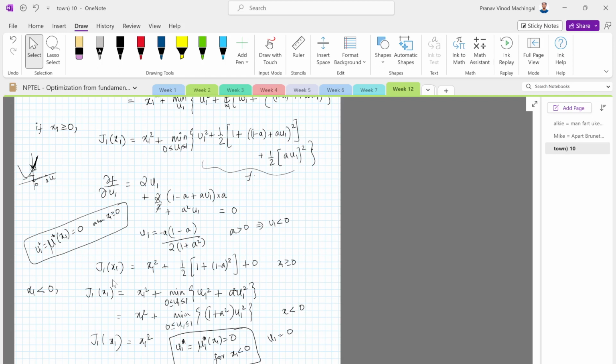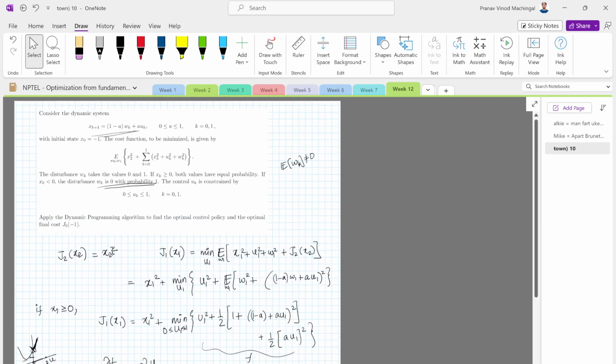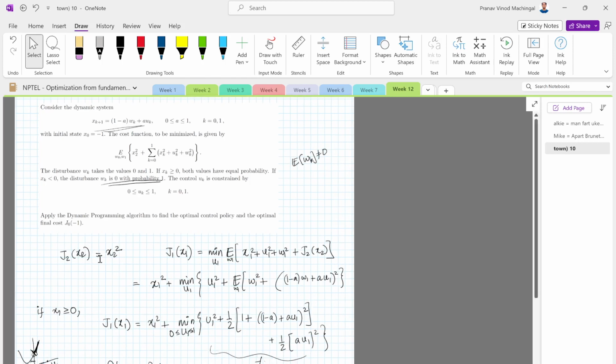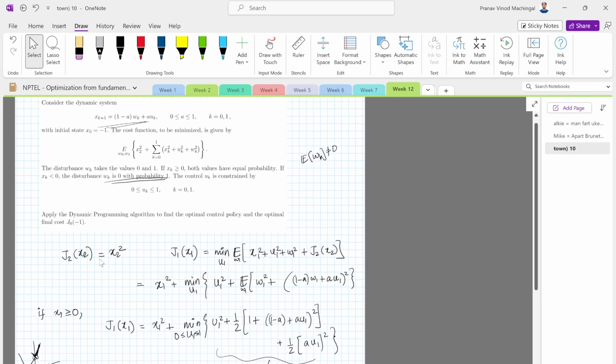Yeah, I think u0 is also equal to 0. Yeah, u0 will also come out to be 0. Yeah, that is correct.